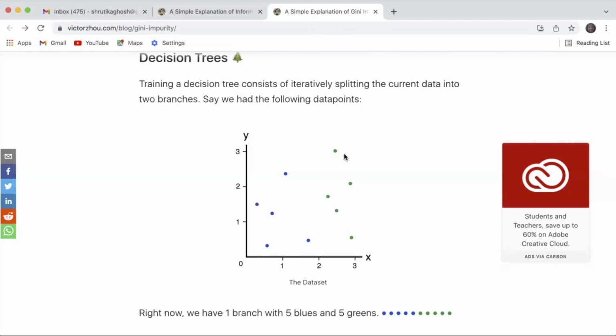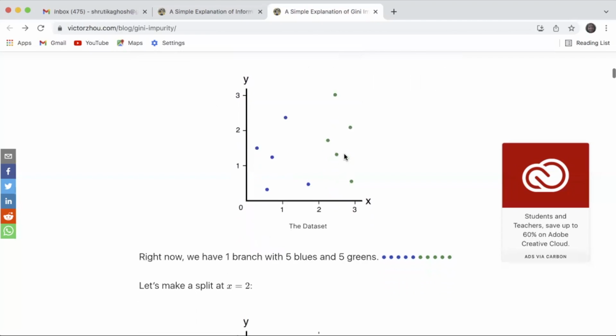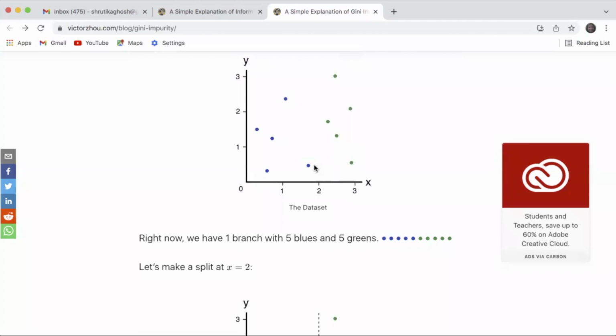Now you can see that there are exactly 5 blue balls and 5 green balls in this data set. This is the data set. You can just imagine it to be a CSV file. So here you can see that there are 5 blue balls and 5 green balls.